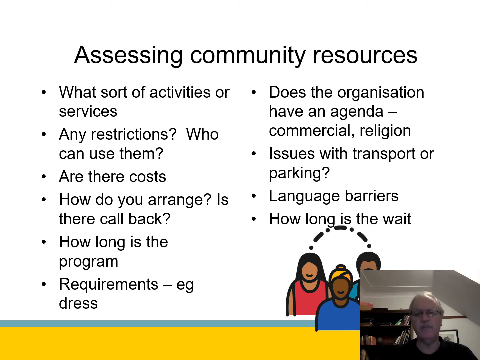So how do we assess community resources? We need to think about the sort of information we need to know about them so that we can talk to patients about them. First of all, of course, we need to know what sort of activities or services they provide. Are there any restrictions? Who's able to use them? They may be, for example, only for women or only for men or only for people with certain sorts of problems. How do you go about arranging access to those services?